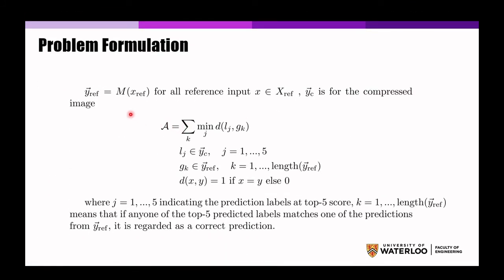Here I'm going to present the problem formulation. They denoted the cloud deep learning service as y reference equals M of x reference, for all input x reference belonging to X capital, which is the dataset. And y reference here is the predicted ground truth label for each input image. And YC will also be the predicted labels, but for an input x of c that is compressed at c level.